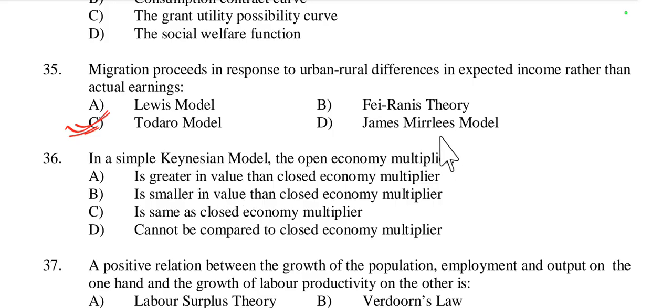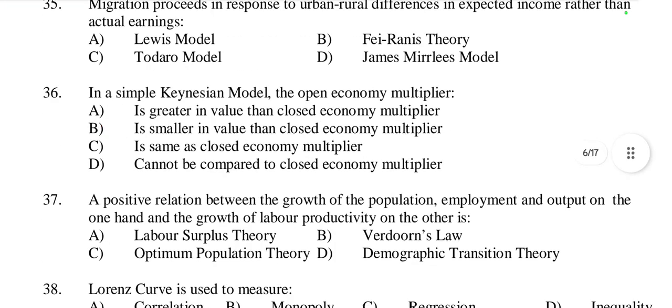Then the James Mirrlees model, it is associated with economics. James Mirrlees primarily focused on optimal taxation and incentives in economics, while it addresses issues of information asymmetry and resource allocation.